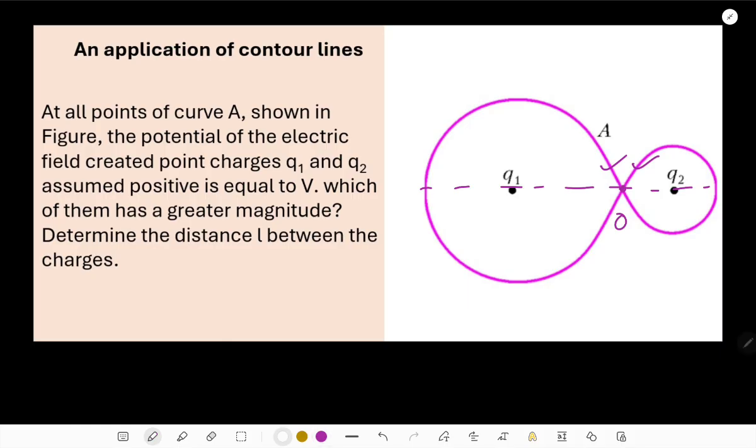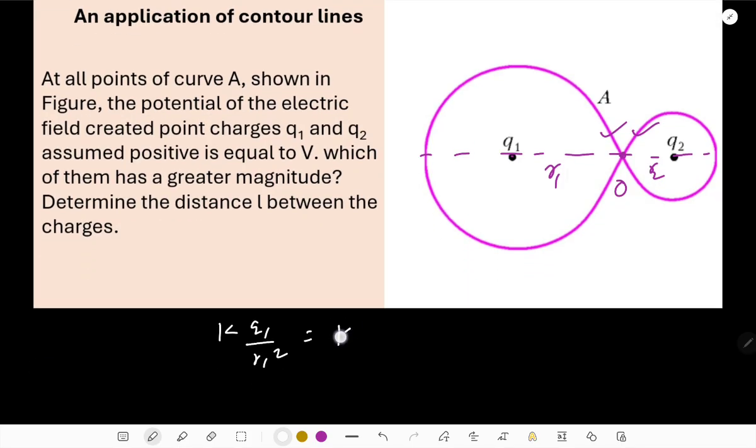And you can write here that if this distance is r1 and this distance is r2, from point charge q2 to O and from point charge q1 to O, you can simply write k q1 by r1 square, that is the electric field at point O, is equal to the electric field produced by point charge q2 at r2, so that the net electric field at point O is equal to 0.